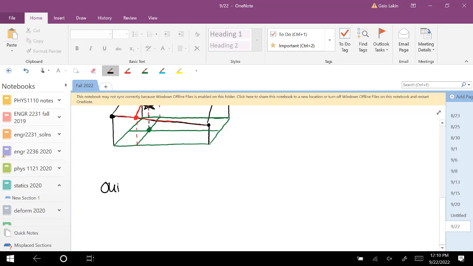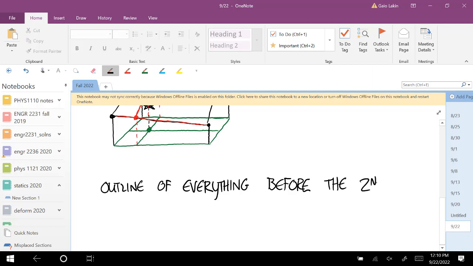So this is an outline of everything before the second law of thermodynamics.